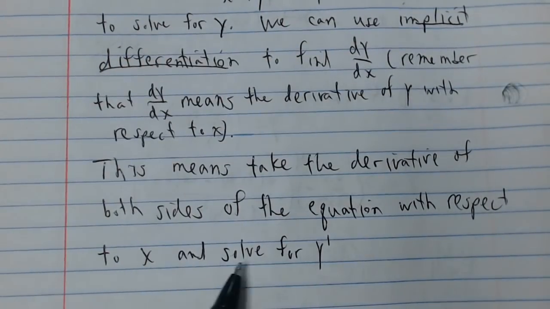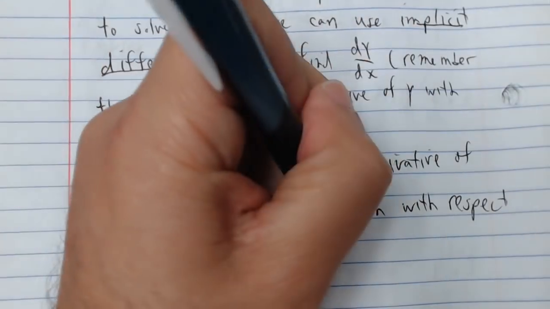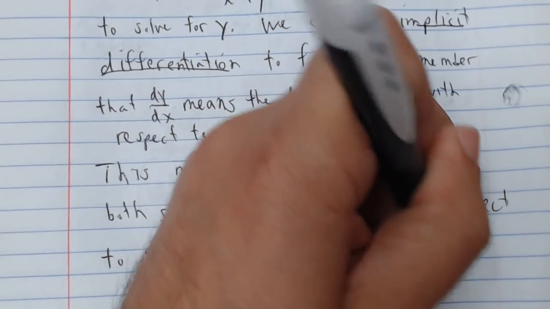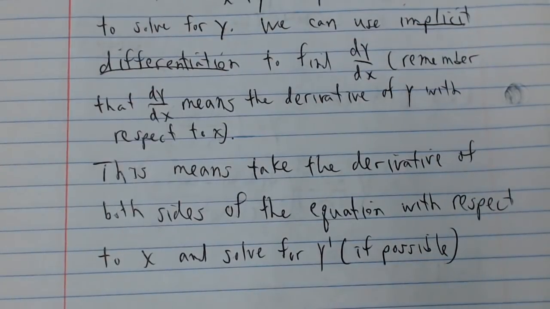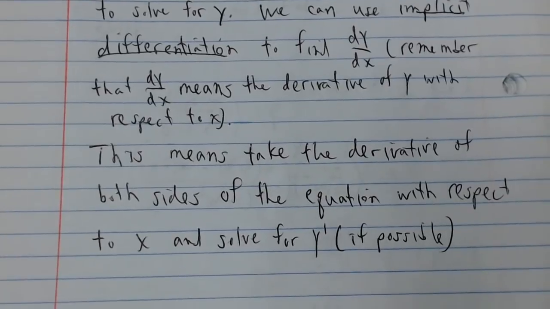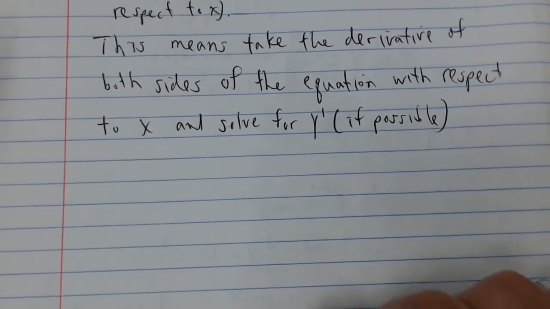And when I say solve for y prime, once you find a derivative, the y prime or dy/dx, which mean the same thing, will pop up. Now, this is if possible. Once you find the derivative implicitly, you might not be able to solve for y prime. Then you just leave it as is. But if possible, we want to solve for y prime. So let's make a couple of comments about this.